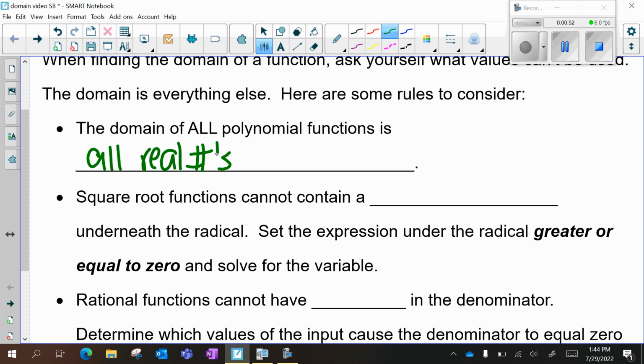In interval notation, it would be written as negative infinity to positive infinity. You may also see it written like that. That's a symbol that means all real numbers.